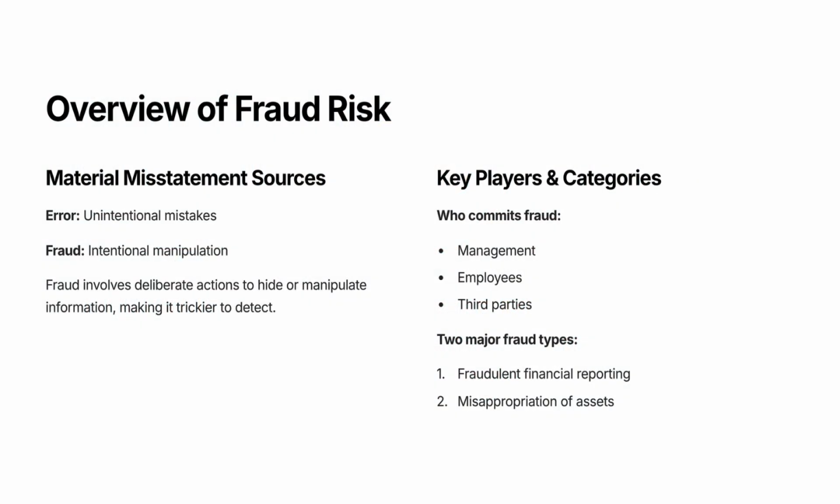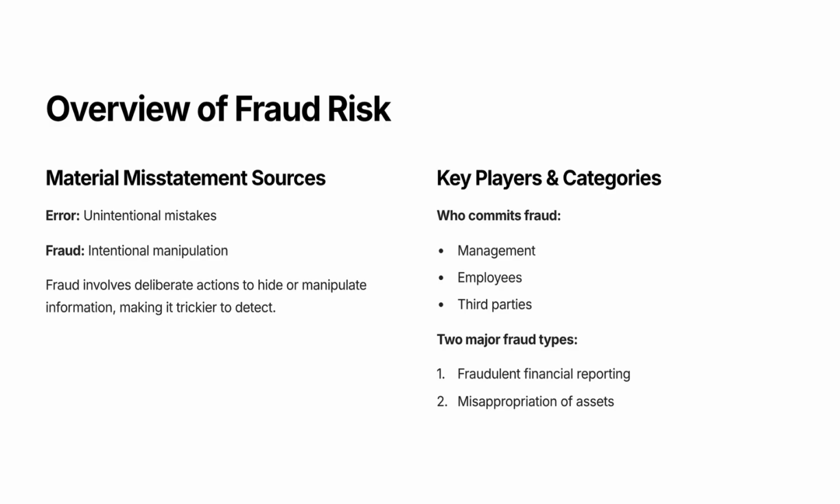All right, let's start with the foundation. In an audit, the risk of material misstatement can come from two sources. 1, error, which is unintentional, and 2, fraud, which is intentional. Fraud is trickier because it involves deliberate actions to hide or manipulate information. And even though fraud is always the responsibility of management, auditors are required to perform procedures to identify and assess risks of material misstatement due to fraud.